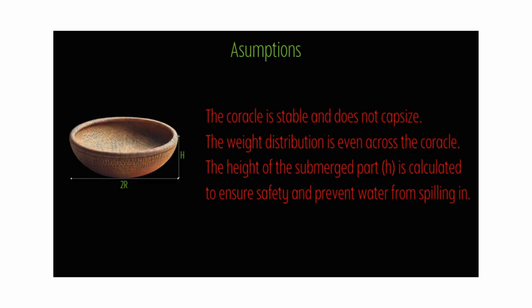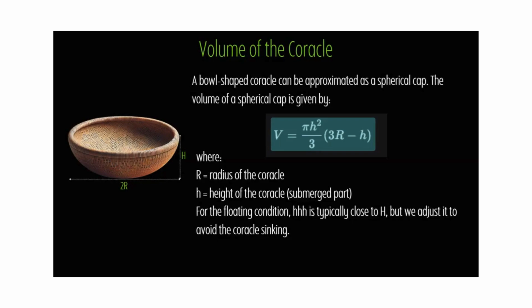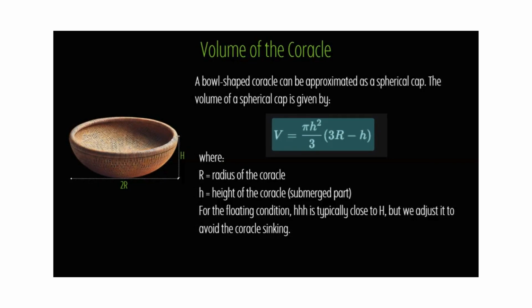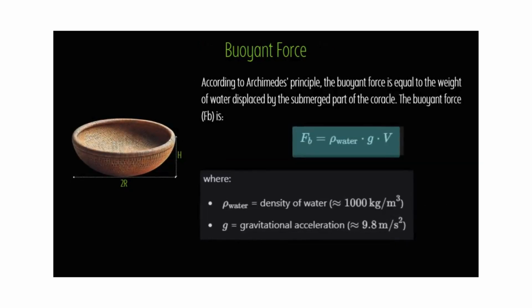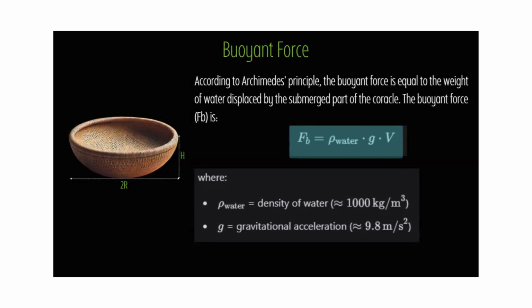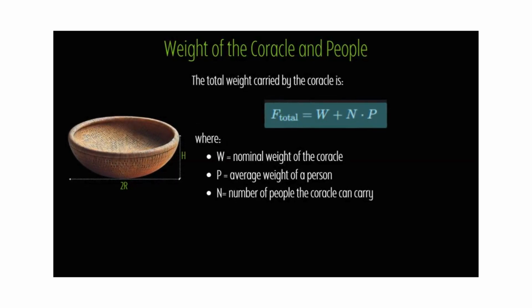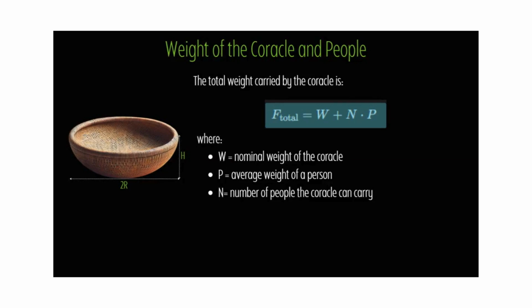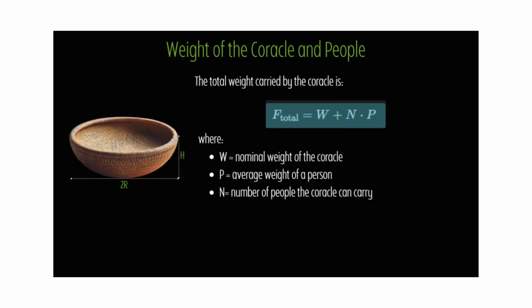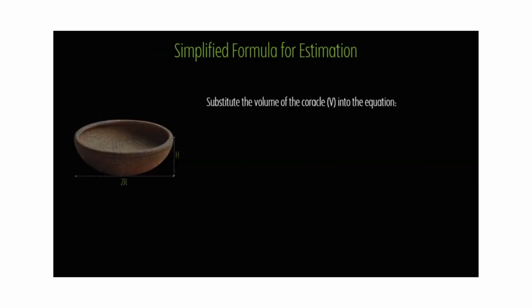The volume V of the Coracle, which is in the form of a spherical bowl, is approximated to pi h squared by 3 whole multiplied by 3 times r minus h. According to Archimedes' principle, buoyant force is equal to the weight of the water displaced by the submerged part of the Coracle. So the buoyant force is equal to density of water multiplied by acceleration due to gravity multiplied by volume. The total weight carried by the Coracle is equal to number of people it can carry multiplied by average weight of the person plus weight of the Coracle itself. For the Coracle to sail safely, the buoyant force must be greater than the total weight on the Coracle. Substituting the values and rearranging the equation, we get the equation for number of people the Coracle can carry safely.